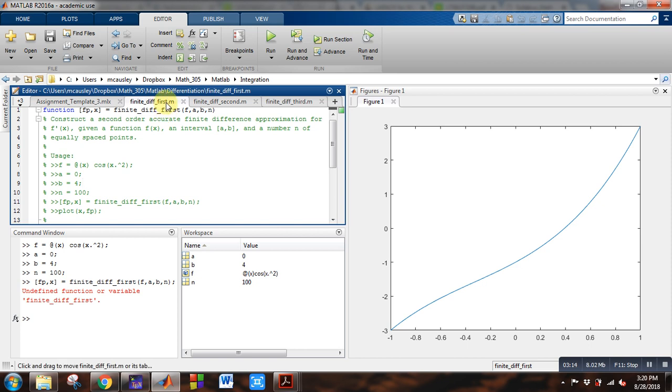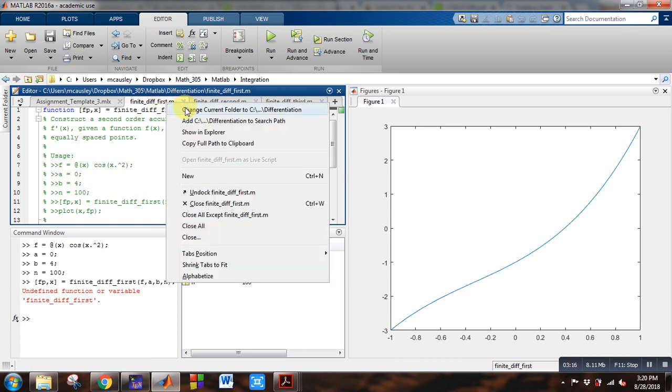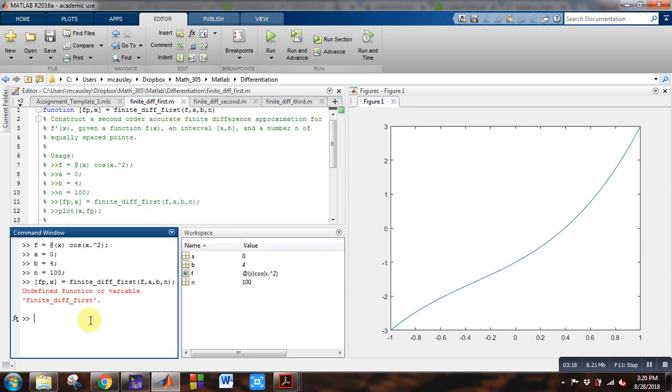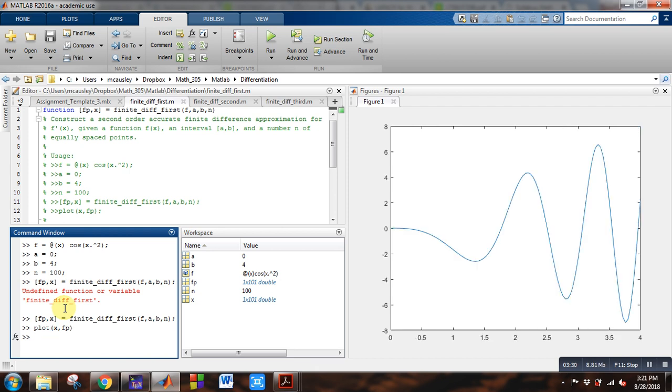And what have I done? I've not changed my current folder. So let's do that. There we go. Okay, so this ran the code, and now notice the last command. I can run that now. Let's plot x versus fp. Okay. And what we're looking at is the derivative of the cosine of x squared.